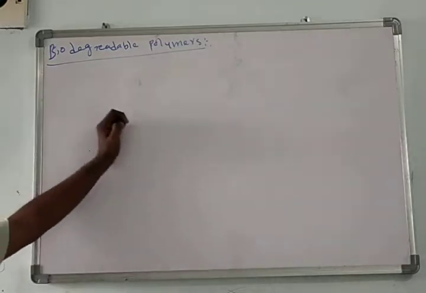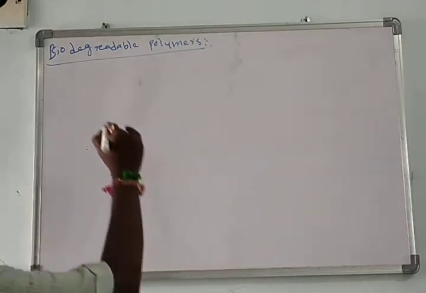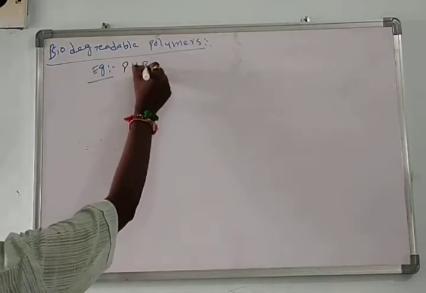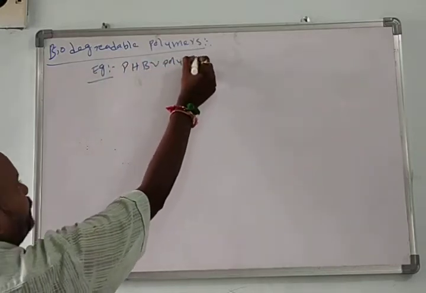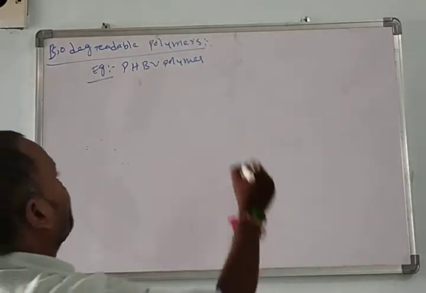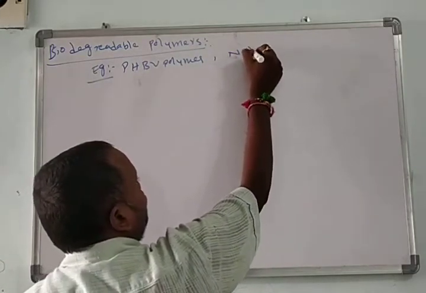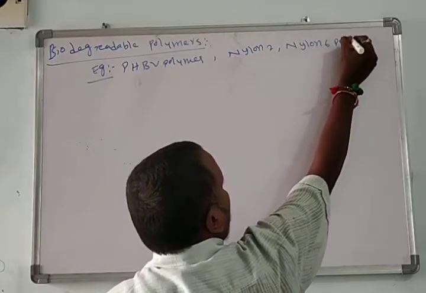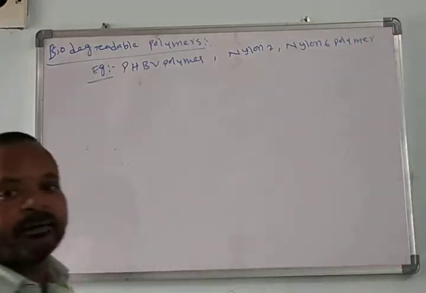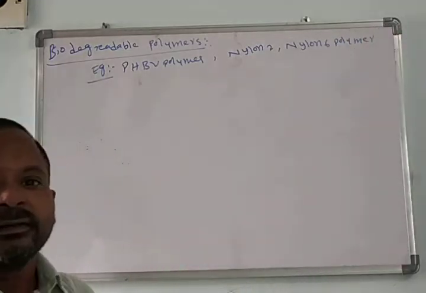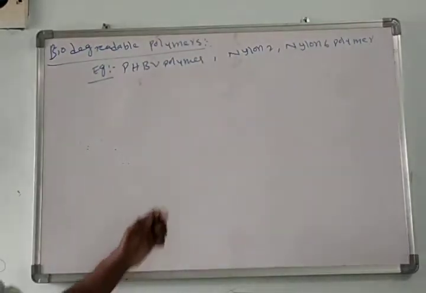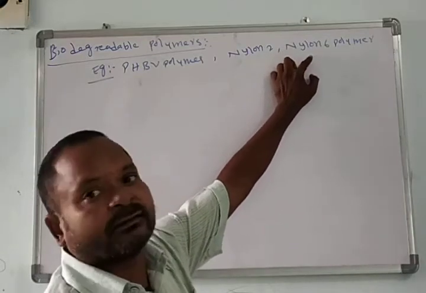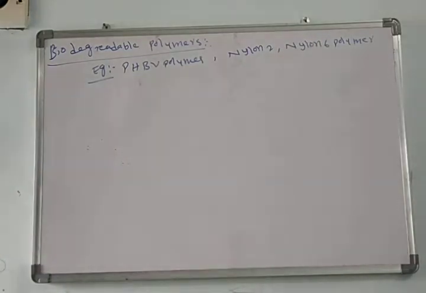Here we have different examples for the biodegradable polymers. We have two examples. PHBV polymer is one of the best examples for a biodegradable polymer, and one more is nylon 2 nylon 6 polymer. These two are important biodegradable polymers. One more question: give an example for the biodegradable polymers. One is PHBV polymer. Second one is nylon 2 nylon 6 polymer.